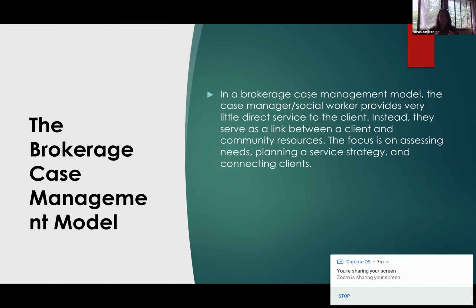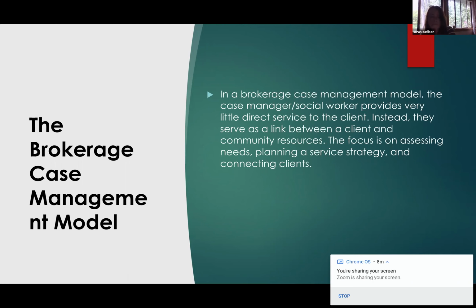A good example of a brokerage case management model would be the 211 line in our community. 211 is a number that people can call. It's a resource line, and there are people there answering the phones. For instance, if I'm experiencing domestic violence and I call 211, they will get me squared away with domestic violence resources in the community. If I need a food box, they can tell me where to get one. If I want to go to a self-help meeting, they can tell me where to go. So that's a good example of this model, serving as a direct link between client and community resources, but we're not doing counseling, we're not therapizing these folks, okay?